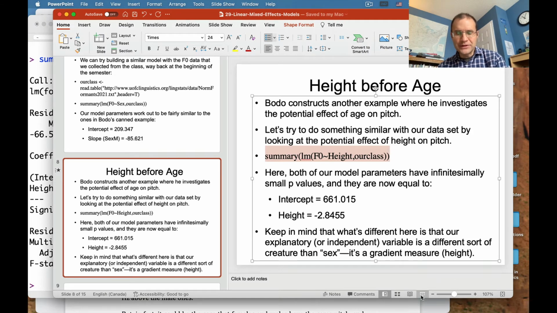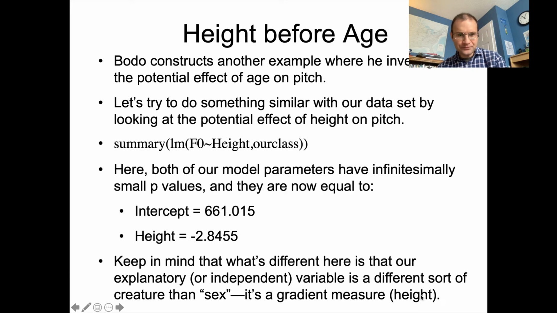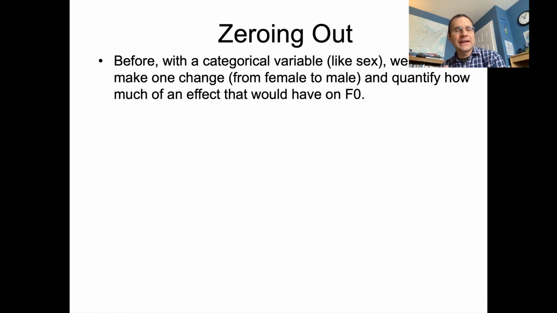And the reason why that's so different, nothing's changed in the data, but what's changed is our model, the way we look at the data, right? So what's different here is that our explanatory variable is a different sort of creature than sex. It's a gradient measure, height. So before, with a categorical variable like sex, we could make one change from female to male and quantify how much of an effect that would have on F0.